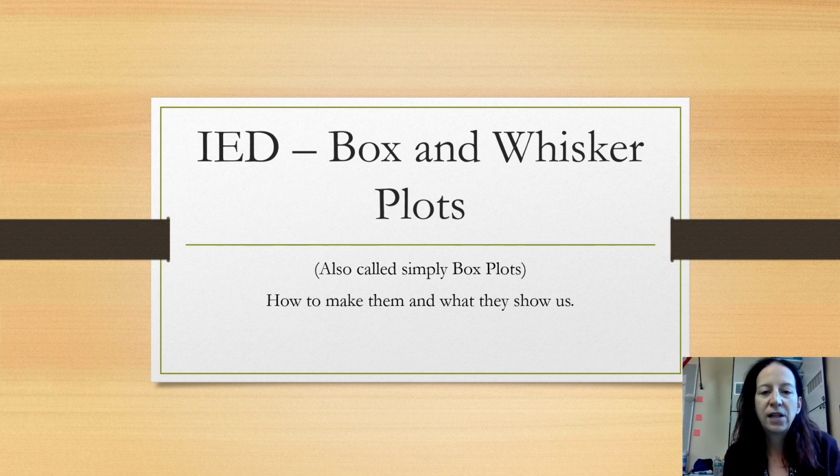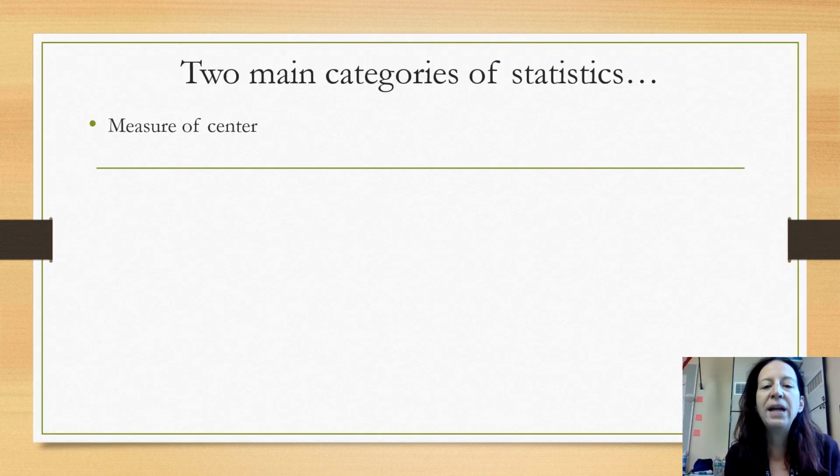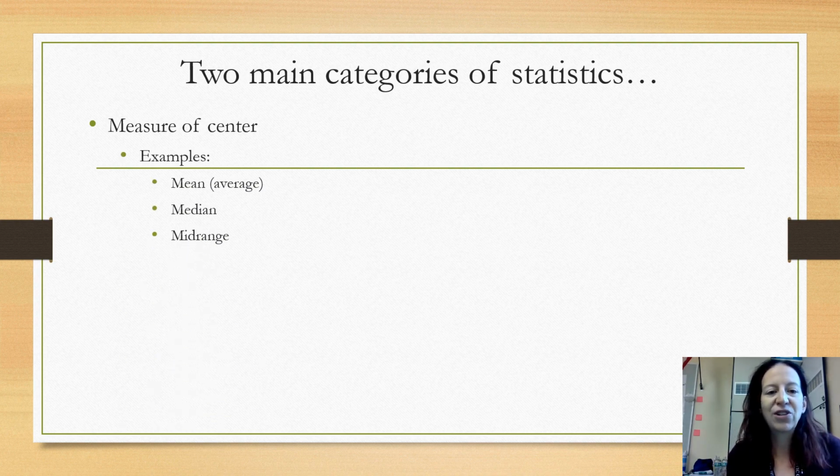So why are we interested in making this particular kind of graph and what information do we get out of it? So there are two main categories of statistics. That's a gross oversimplification of what stats is, but you can think of two main categories of numbers that we think about. One is the measure of the center of numbers. So you've got all this data, you have all these numbers. Where is the center? So we've got some examples here, which I think you're familiar with.